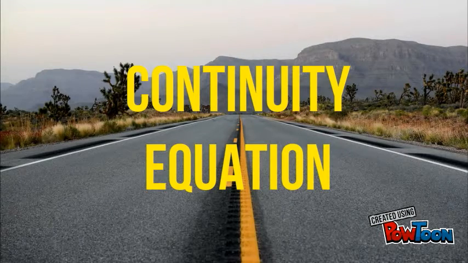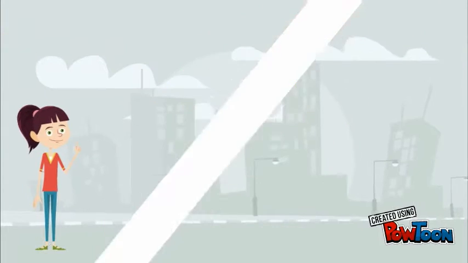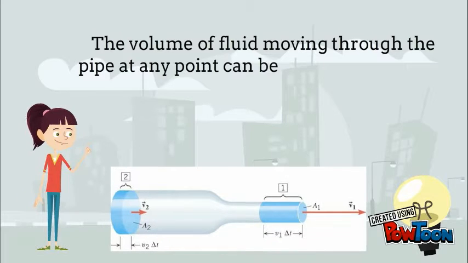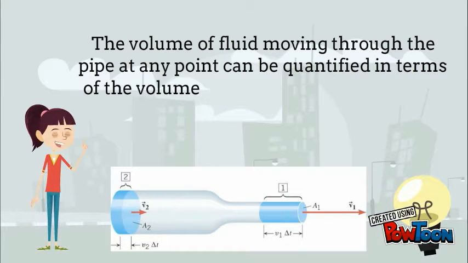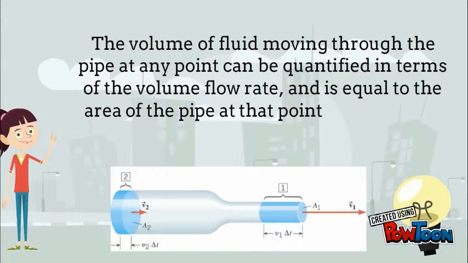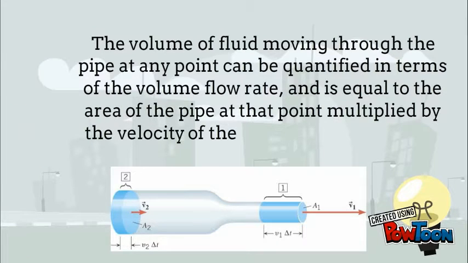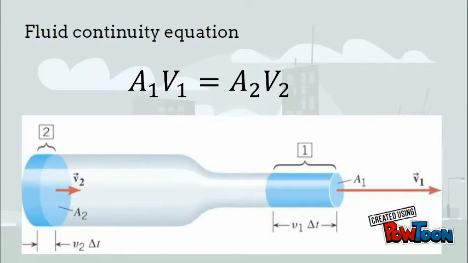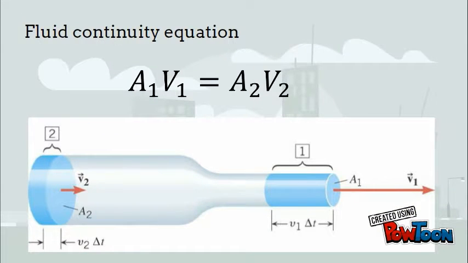We now continue to the continuity equation. It says that the volume of fluid moving through the pipe at any point can be quantified in terms of the volume flow rate, and is equal to the area of the pipe at that point multiplied by the velocity of the fluid, and it is constant throughout the pipe. The formula is area 1 times velocity 1 is equal to area 2 times velocity 2.